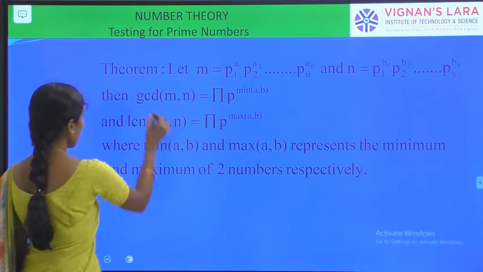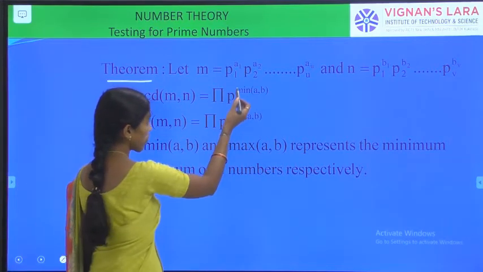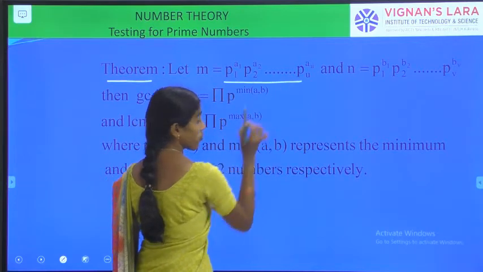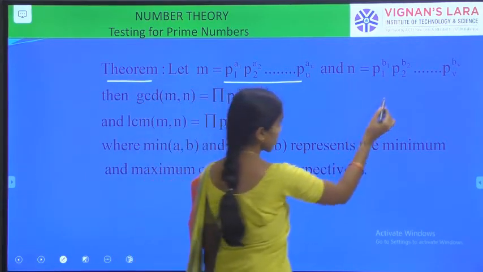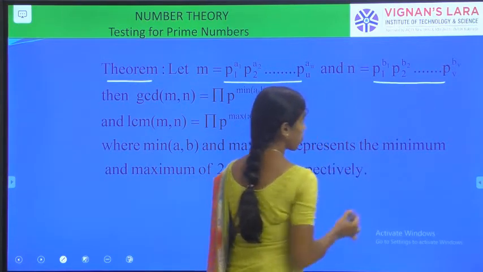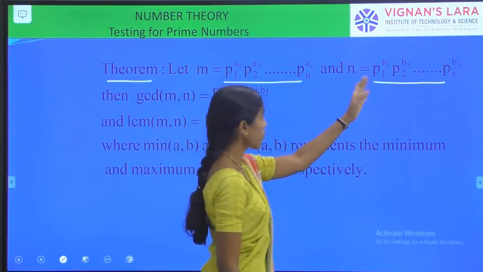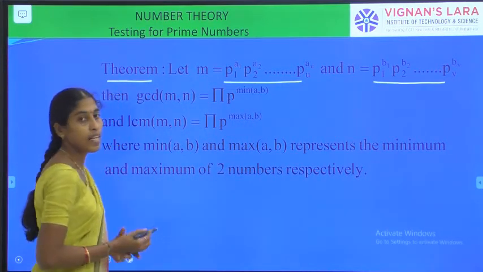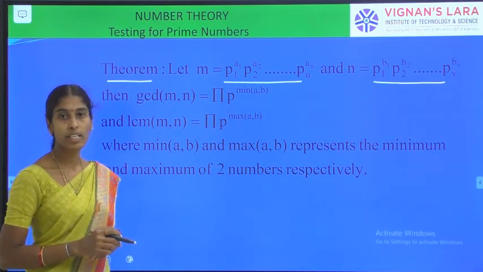Next, see the theorem. Let m is equal to p1 power a1, p2 power a2, and so on, pu power au. This is the standard factorization of m. And n is equal to p1 power b1, p2 power b2, and so on, pv power bv. This is the prime standard factorization of n, right? So using the standard factorization, here we are calculating both GCD and LCM.